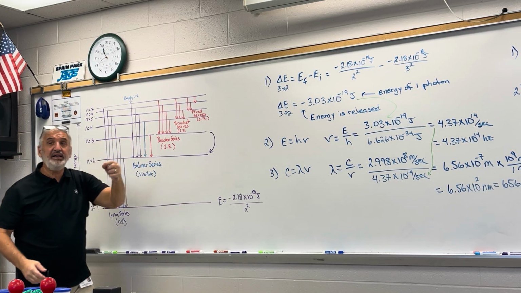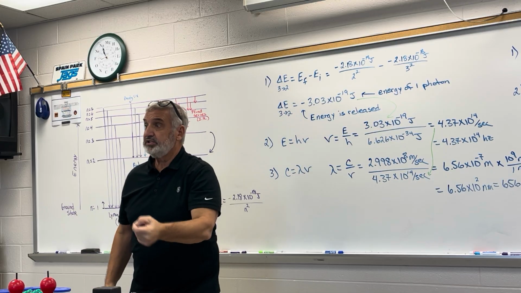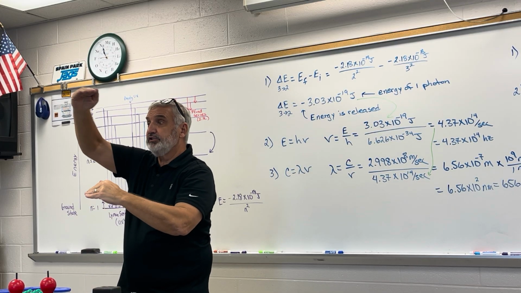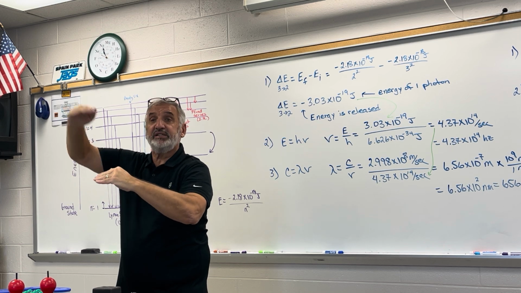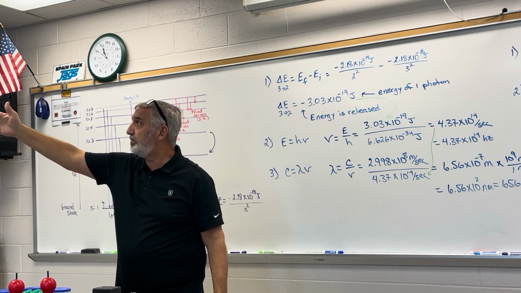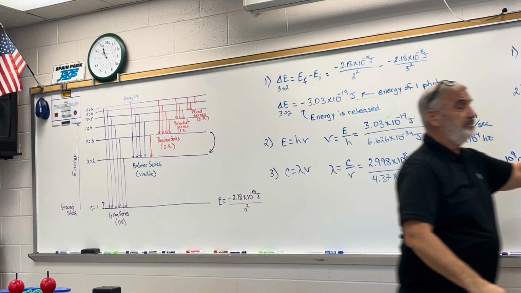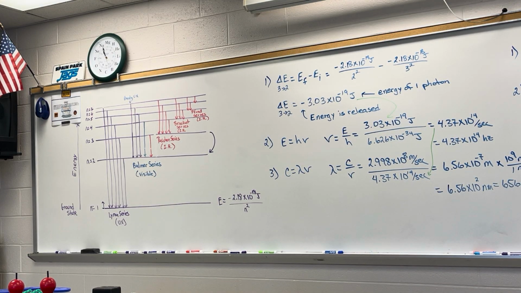So every element has a different number of protons. So every element, when it goes 3 to 2, is going to be a different color. And so we get different transitions. Every element has a unique number of protons, so every element has a unique set of lines. They have a unique set of energy levels.